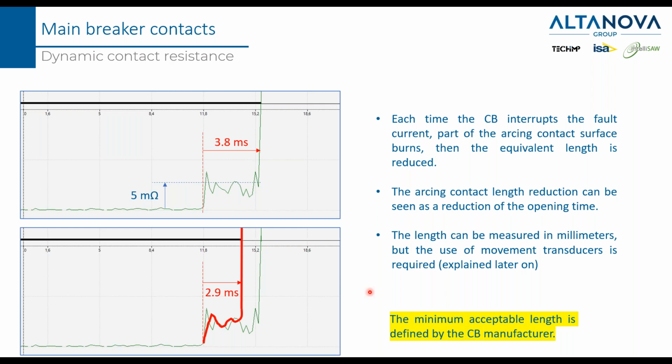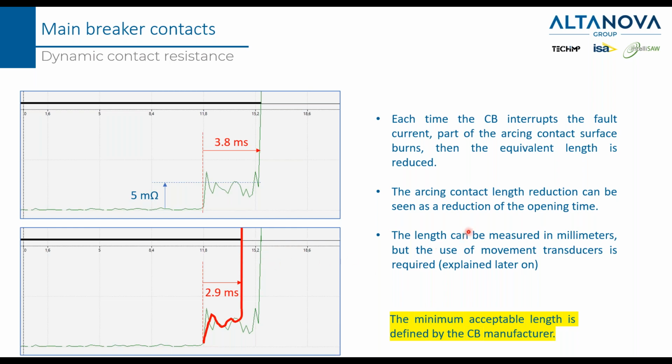And I repeat once again, every time the fault current is interrupted, the main contact does not suffer so much, but the arcing contact, yes, it suffers. And then after a few fault current interruptions it is absolutely necessary to perform at least one dynamic contact resistance measurement. And if the equivalent length is less than the recommended value that the manufacturer is providing, you need to repair.